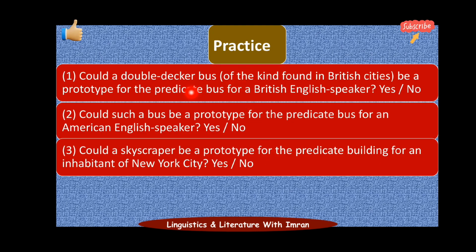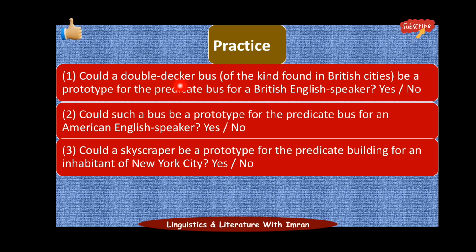Practice, for example: could a double-decker bus of the kind found in British cities be a prototype for the predicate bus for a British English speaker? Yes or no? What do you think of this? So, of course, this double-decker bus would be a prototype of the bus.